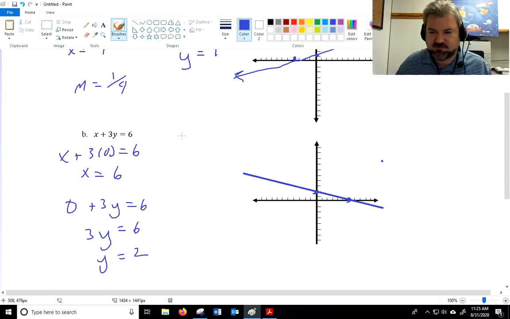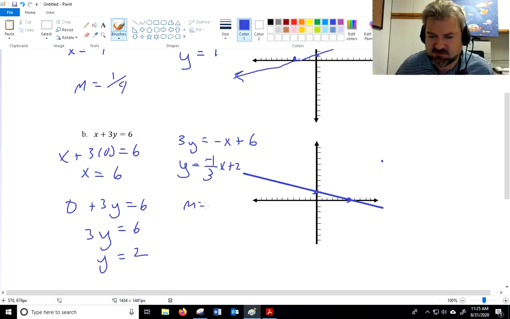What about the slope? Well, on the other one I counted. Let's just solve this one for y. Move the x to the other side by subtracting x from each side. I'll divide both sides by 3. I got to divide each one of those. But that's a negative 1/3 because there's a 1x there. And then plus 2. So the slope is negative 1/3.